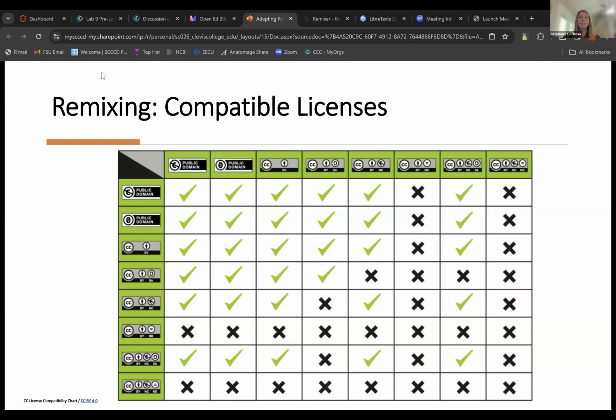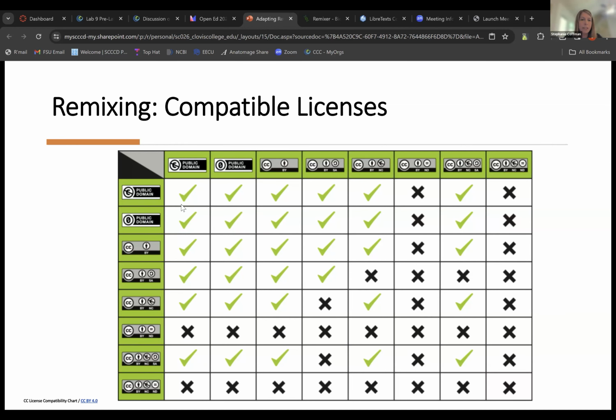All right, so this is a similar table, but it's a little different. The previous table was adapting, so you're starting with one thing. This one is remixing, but it's going to be the same similar principles like in our smoothie, right? If you have a work, some works are not going to be compatible with each other. So here we're looking at two of the works you want to put together, and can you put them together? The ones that have non-derivative clauses have X's all the way across.